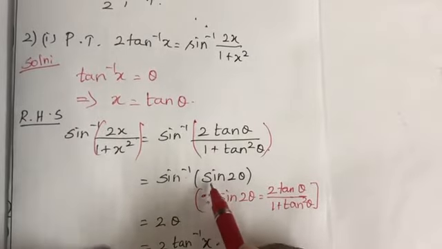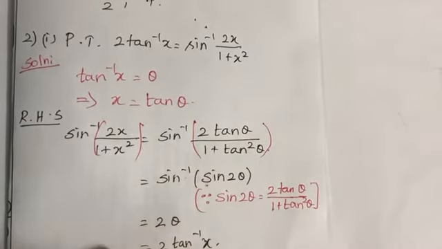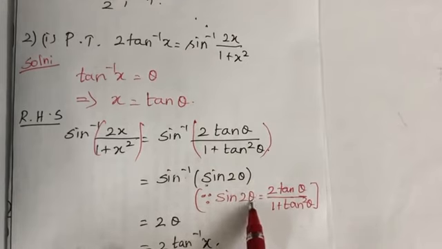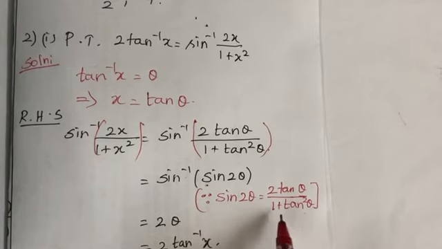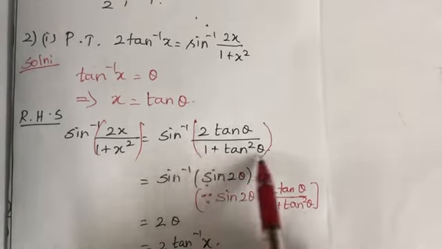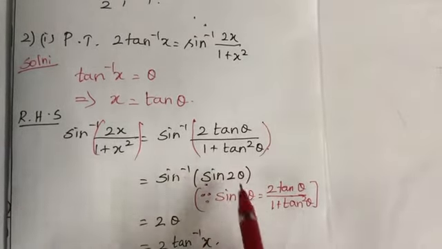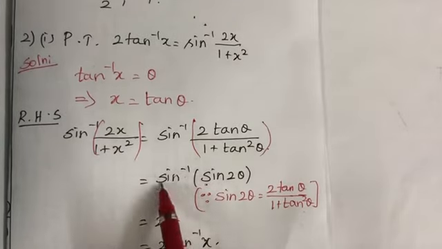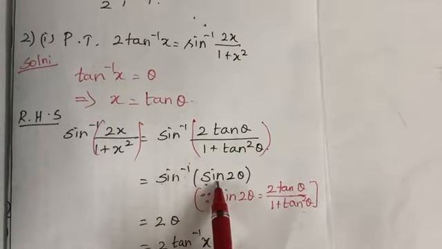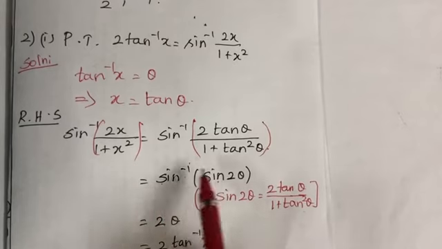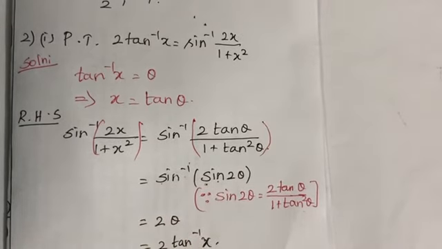But for sin 2 theta, we have this formula, this identity. Sin 2 theta equal to 2 tan theta divided by 1 plus tan square theta in multiple angle identities. So, instead of this, I am writing sin 2 theta. Now, sin inverse of sin 2 theta. Sin and sin inverse will get cancelled and we have 2 theta.